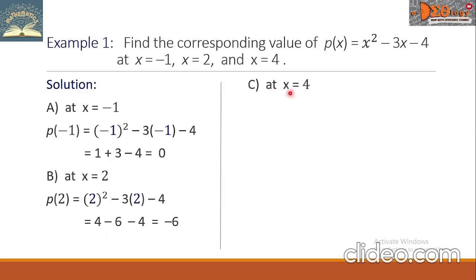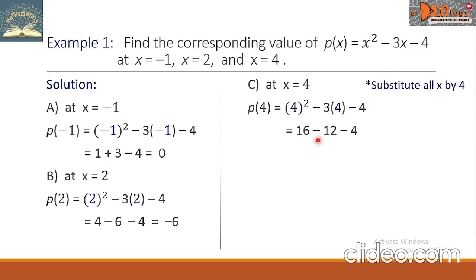Then we go to at x equals 4. In symbol, we write p of 4. We're going to substitute all x by 4. So the x squared becomes 4 squared minus 3x becomes 3 times 4, then the minus 4. 4 squared is 16 minus 3 times 4 is 12, minus 4. When we simplify, the answer is 0.